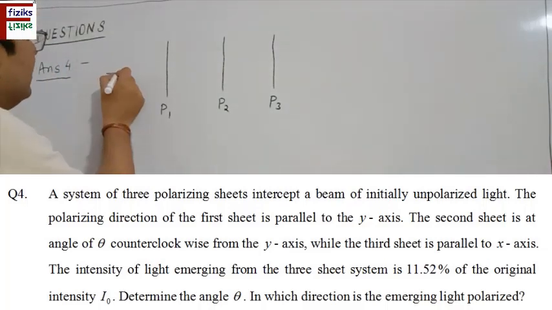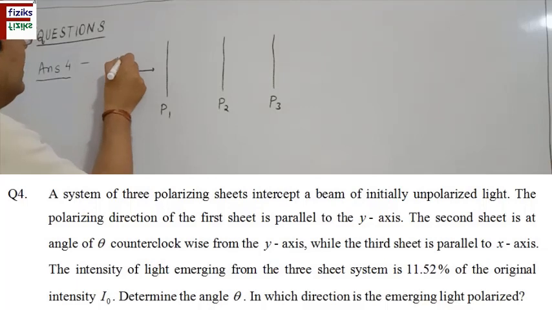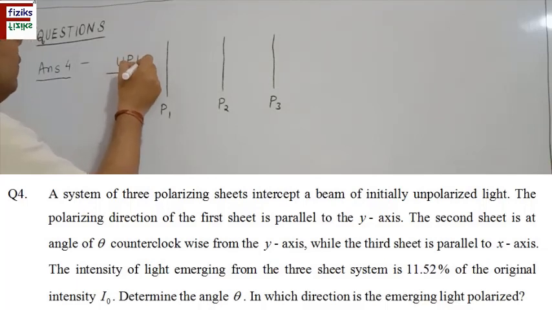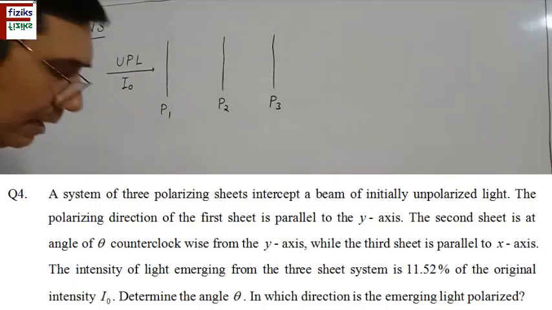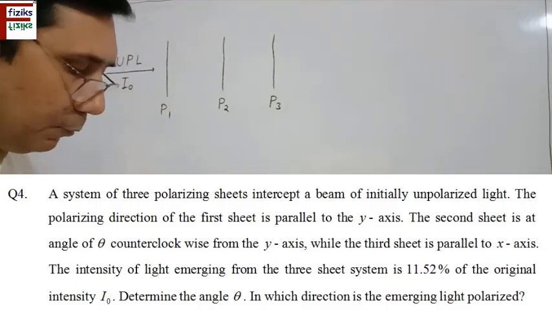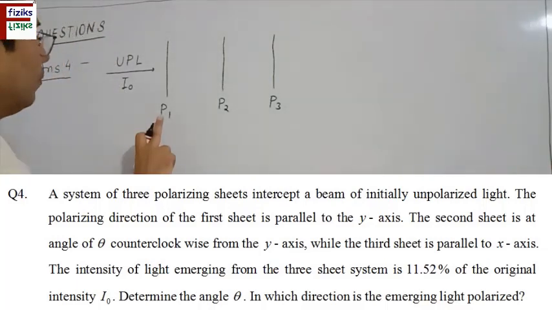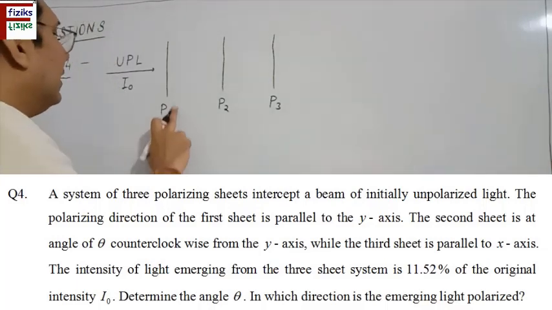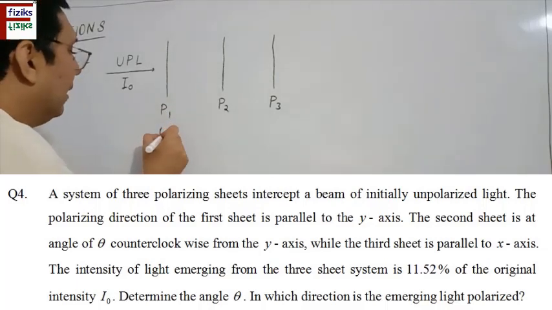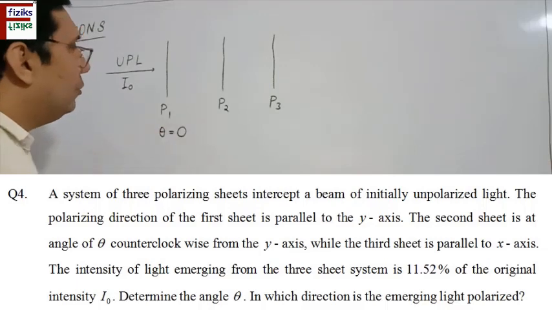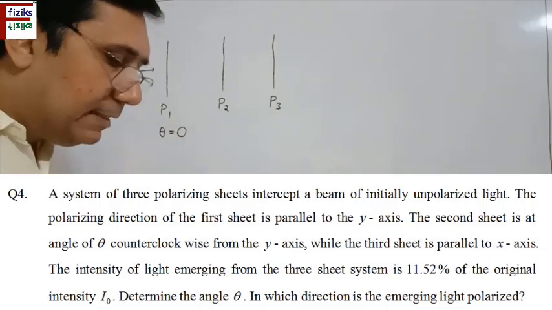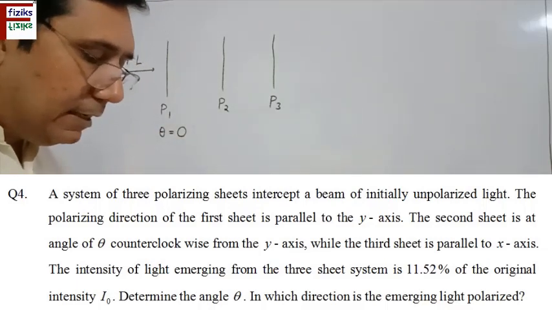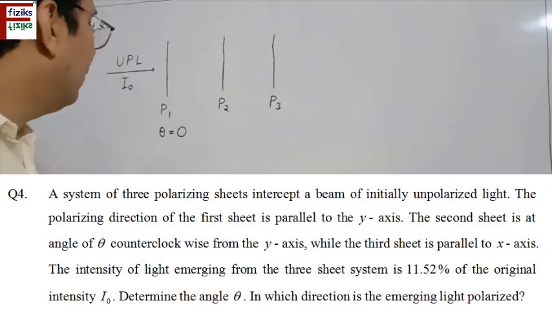So an unpolarized light is incident on the first polarizer. Suppose the intensity of unpolarized light is I0. The polarization direction of the first sheet is parallel to Y. So the pass axis of this polarization sheet is along the Y axis, and I assume that for this, theta is 0. The second sheet is at an angle of theta counterclockwise from the y-axis.